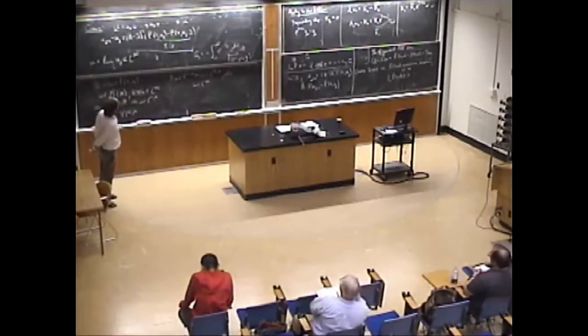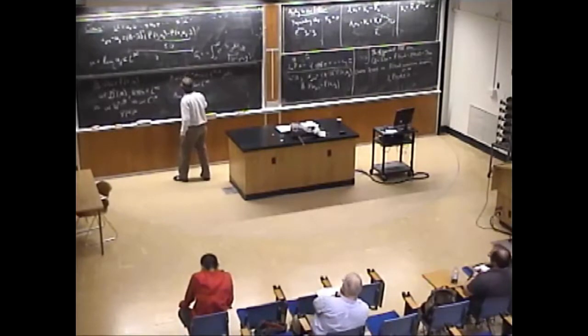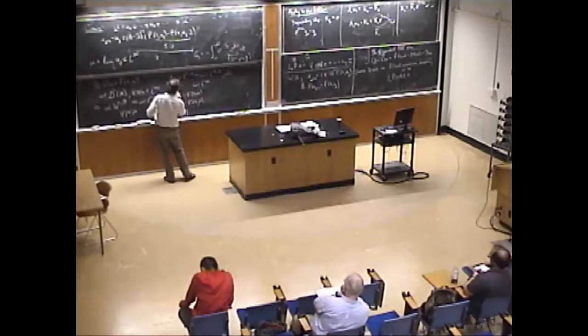Okay, and moreover, the solution is unique. So if I have two solutions, Laplacian u is equal to f of x, u, and Laplacian of v is equal to f of x, v. And maybe, excuse me, I want to do this with the monotone guys just to be safe.